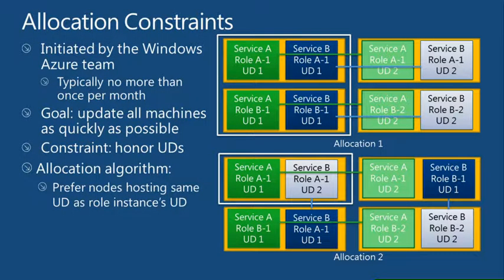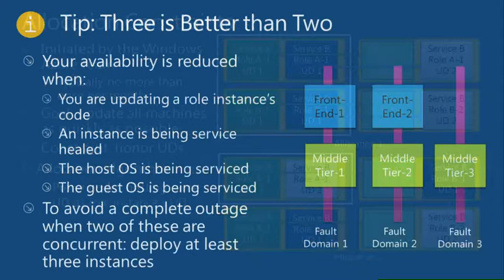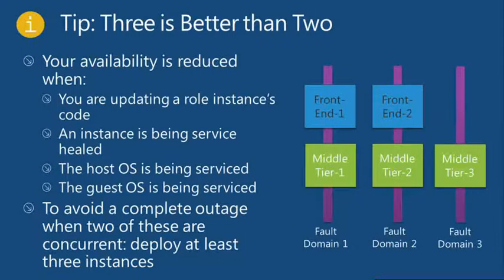And this just shows you an allocation that's good on the top and an allocation that's bad on the bottom. On the top, we can update those two servers at the same time because we're not violating anybody's update domains. On the bottom, we can't. We've got to do one by one. So that's what we want to avoid, because that makes the time it takes to update this data center longer.